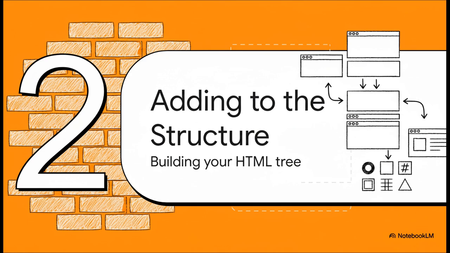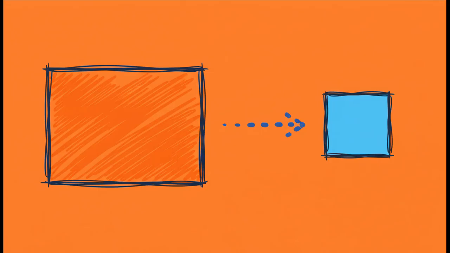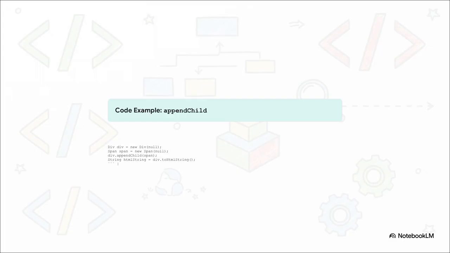Okay, so we've got our Lego bricks. Now what? Well, let's start building something. We're going to kick things off with the most common thing you'll ever do, adding new elements to the page. And for that, your best friend is going to be the append_child method. It does exactly what it sounds like. You take a new element and stick it at the very end of a parent tag. Simple as that.